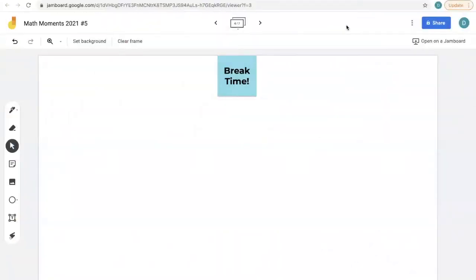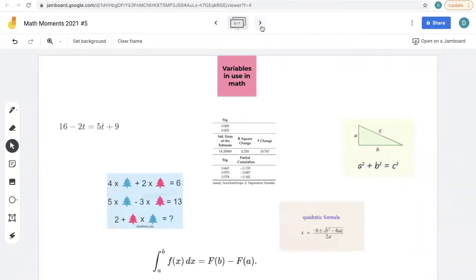Hi everyone, welcome back. I hope you enjoyed the break. So let's move on to seeing what some of these variables can be used for within math. So I'm first going to highlight this equation up here. It's a somewhat simple equation with t being the variable there. Now t is basically going to represent an unknown quantity, and we can solve for that by doing some algebra.